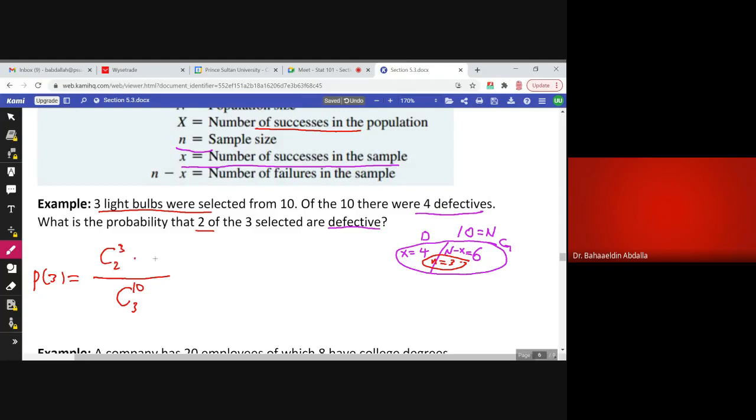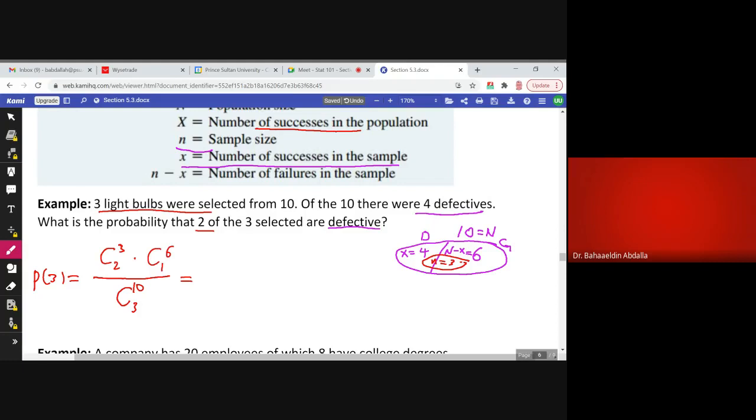Times, because the second step is always multiplication, and you need to select the last one because you are selecting 3. Don't forget, you are selecting 3. So you chose 2 out of the 3 defectives, and you need to select the third one out of the 6 good bulbs. So in how many ways can you select 1 good from the 6 good bulbs? 6C1, and this will give you the answer.